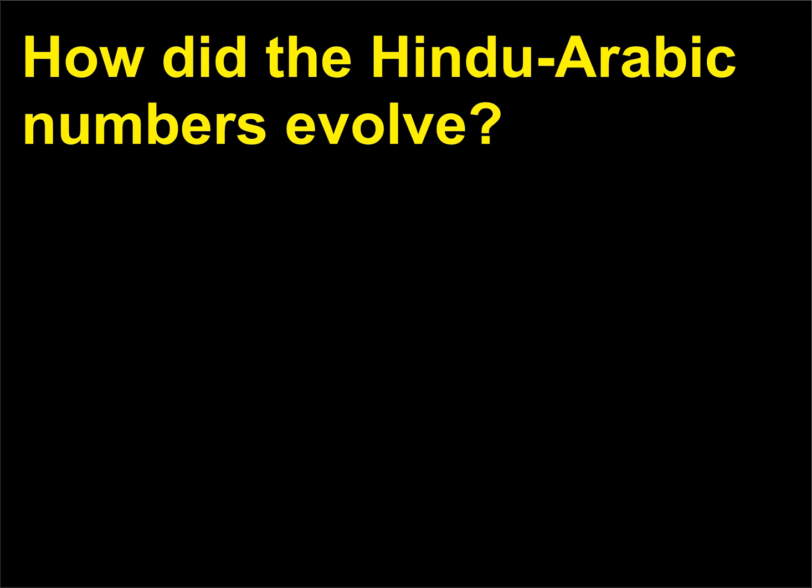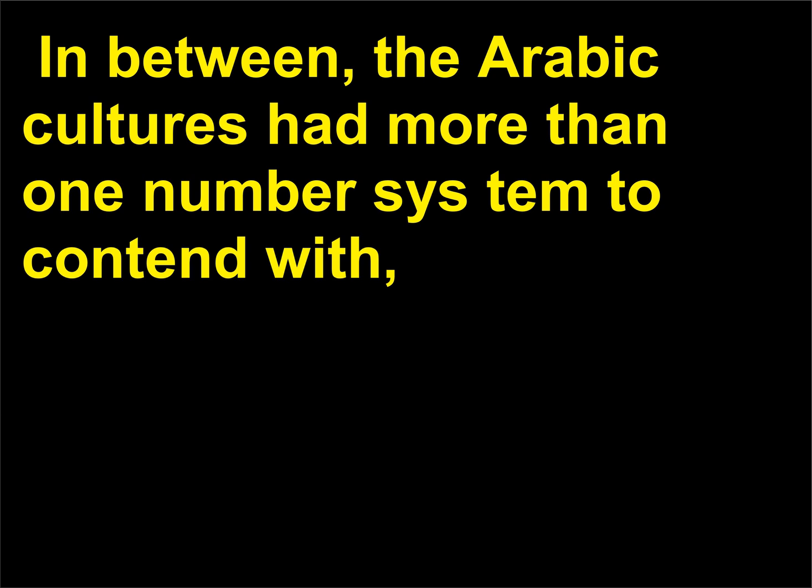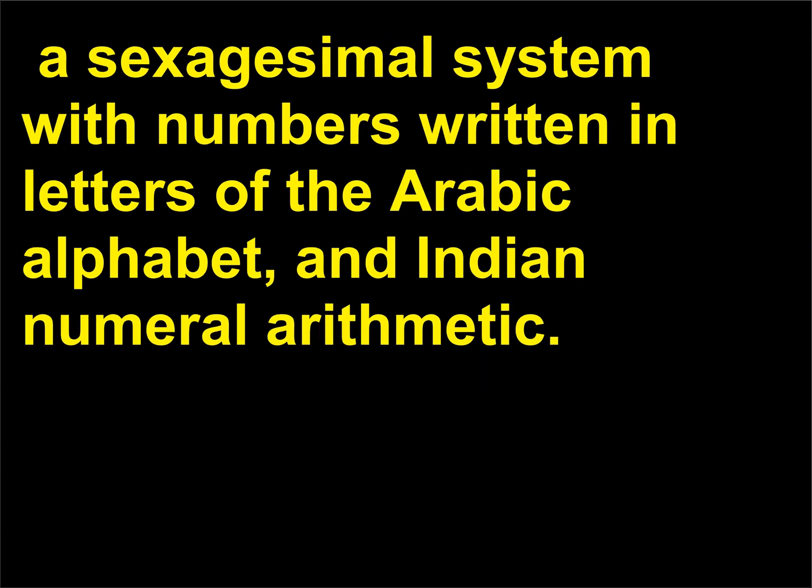How did the Hindu-Arabic numbers evolve? The evolution of the Hindu-Arabic numbers was not a straight line from India to Arabia and on to Europe. In between, the Arabic cultures had more than one number system to contend with, including at least three different types of arithmetic: finger reckoning arithmetic, counting on fingers, a sexagesimal system with numbers written in letters of the Arabic alphabet, and Indian numeral arithmetic.